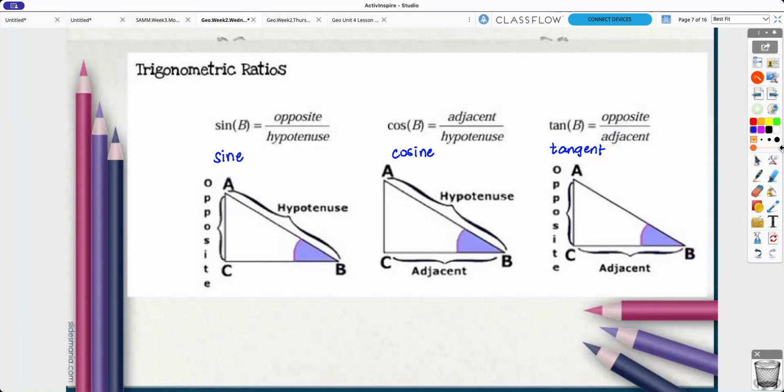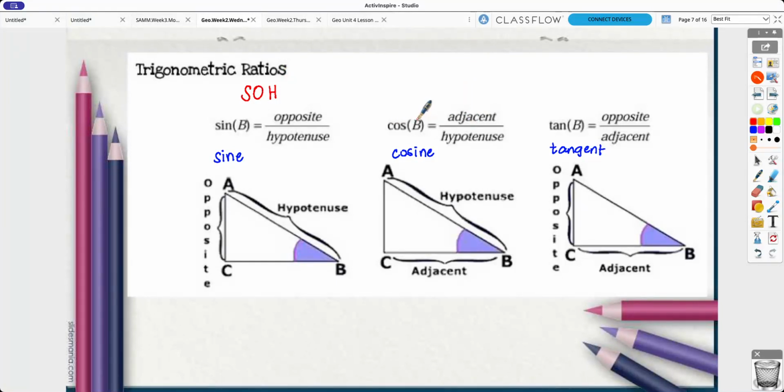Okay, so for the sine ratio, we get the ratio of opposite side over hypotenuse. Since we're talking about sine B here, B, the letter inside the parentheses, is the angle of interest, okay? So we want to find sine B, cosine B, and tangent B. For sine B, we want to get the ratio of the opposite side of B and the hypotenuse. And that is your SOH.